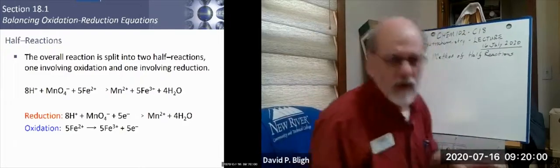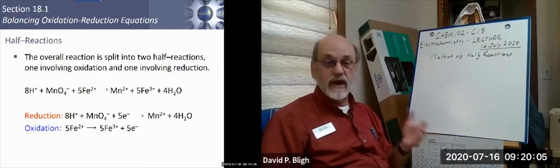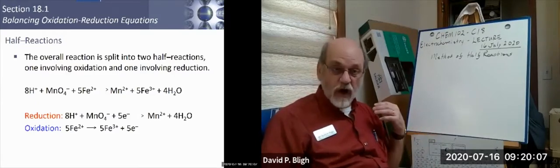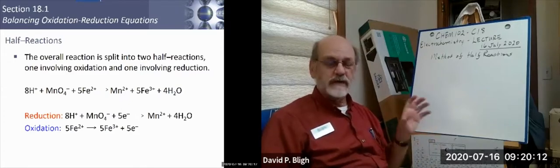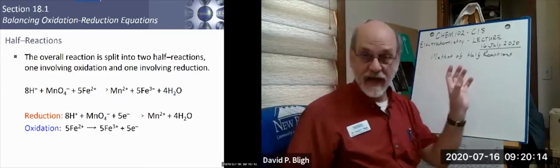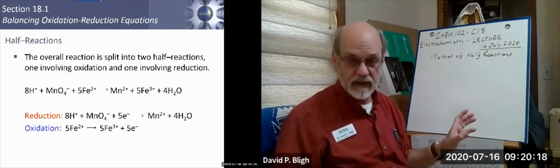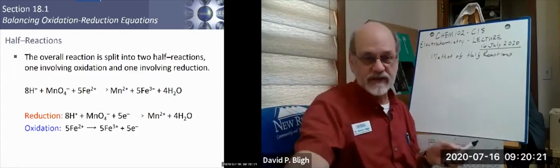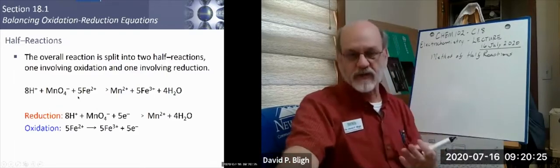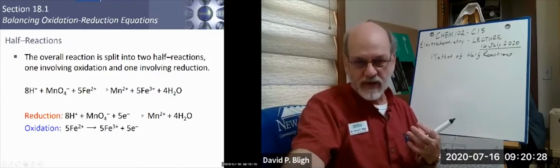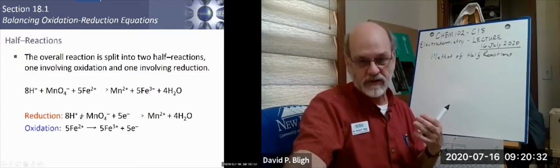So what do we do with a reaction that we know involves oxidation reduction? We split it into two reactions, one for the reduction half of the reaction and the other for the oxidation half of the reaction. Now this example that's given in the slide has already been balanced. So it's there just to illustrate that with this balanced equation, it can be represented by these two half reactions.